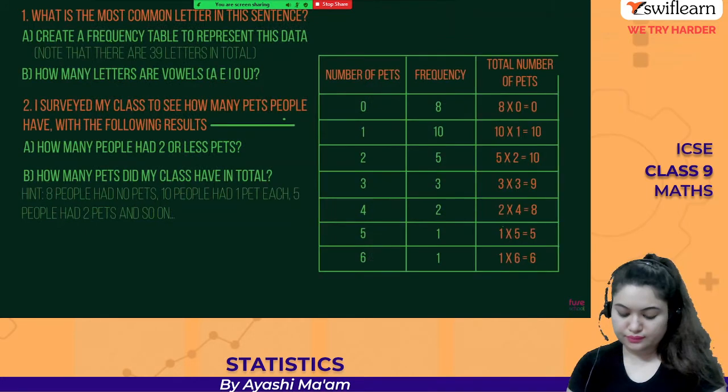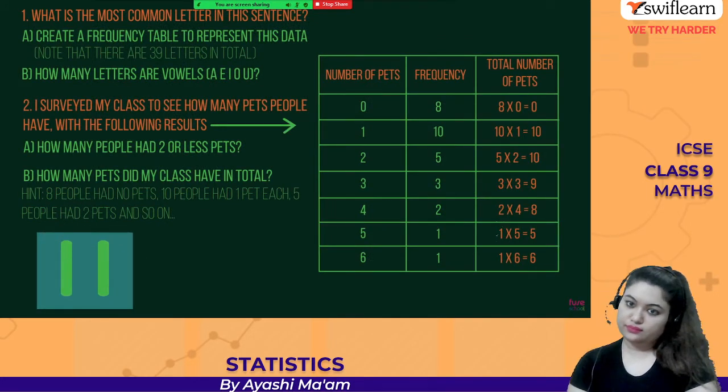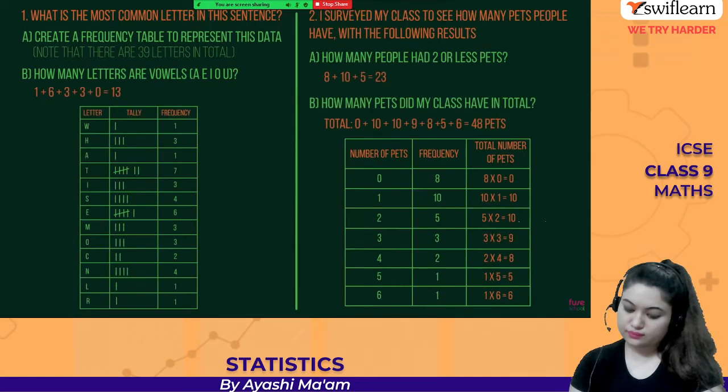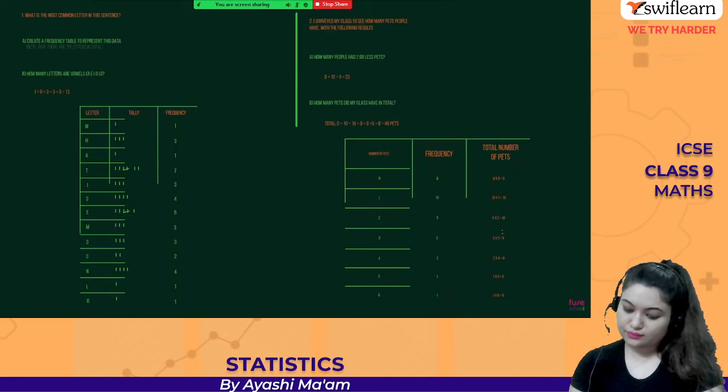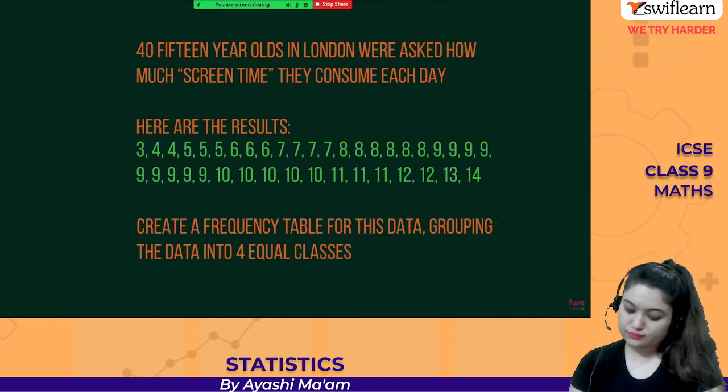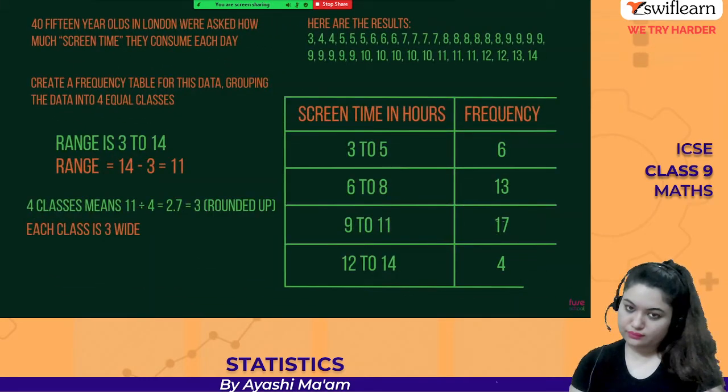Here are some questions for you to do. Pause the video, work them out, and click play when you're ready. How did you get on? One final question for you to do. Create 4 equal groups or classes for this data. Pause the video, work it out, and click play when you're ready. Did you get the groups right?